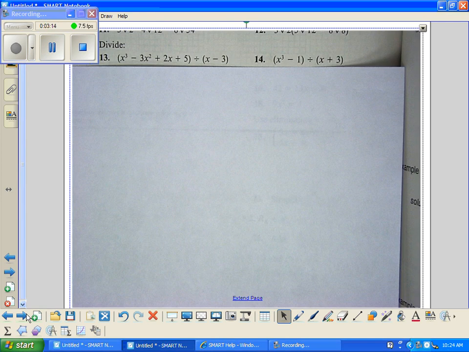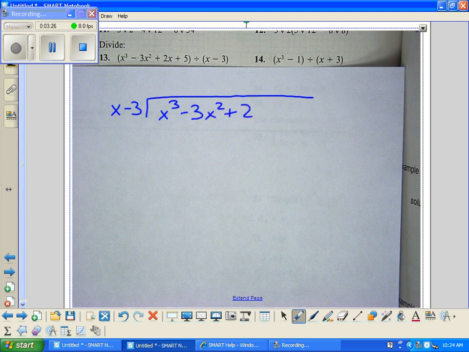Problems 13 and 14 are polynomial division. Our first step is to set it up as division, and to make sure it's in descending power. And this time for 13, it is. All right? And it works just like longhand division. What times x gives you x squared? We have to take x squared times the whole quantity right here. This whole thing has to be multiplied. So we do x squared times x minus 3, and I'm left with x cubed minus 3x squared.